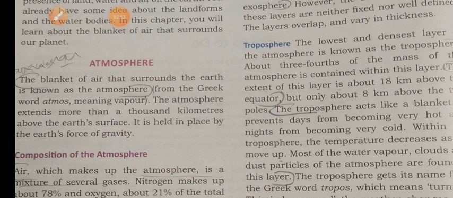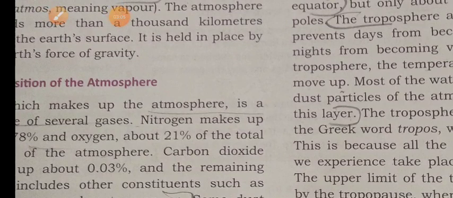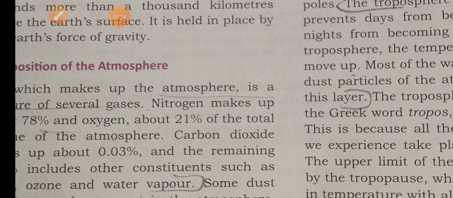Okay, and then we learn about another topic, that is air. What is air? Air is a mixture of gases that make up the atmosphere, and it has about 78% nitrogen, 21% oxygen, 0.03% carbon dioxide, and 0.97% other constituents such as argon, ozone, and water vapor. So we can say that air is a mixture of many gases.